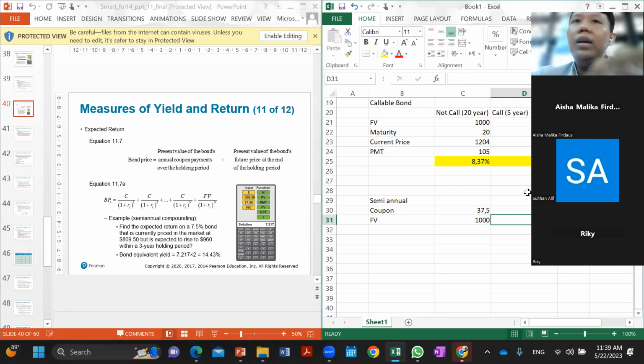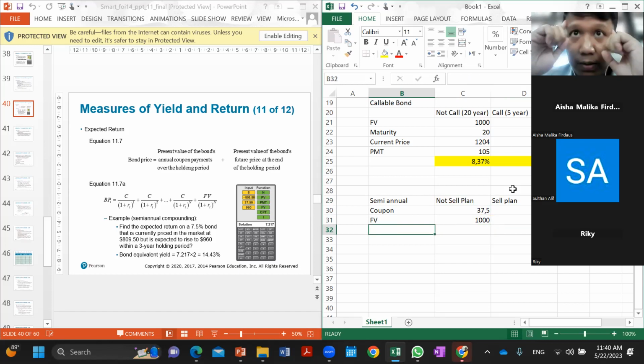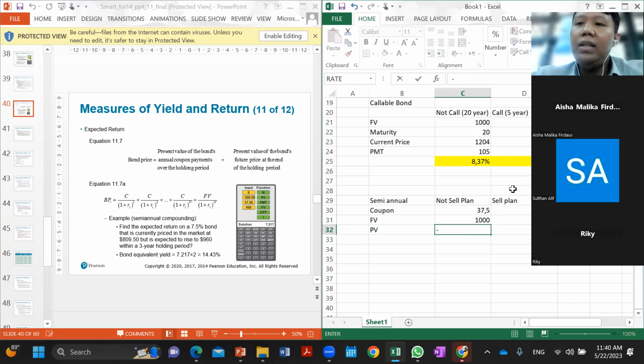Yeah, and here we're going to sell it. Future value, and then we have what? Present value, the current price. Yeah, current price is 809.5. So here also the same price.